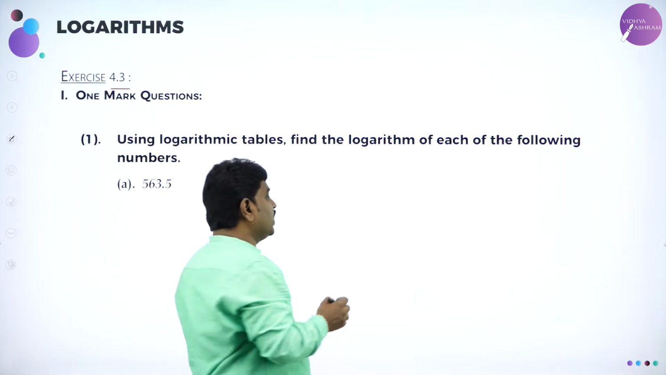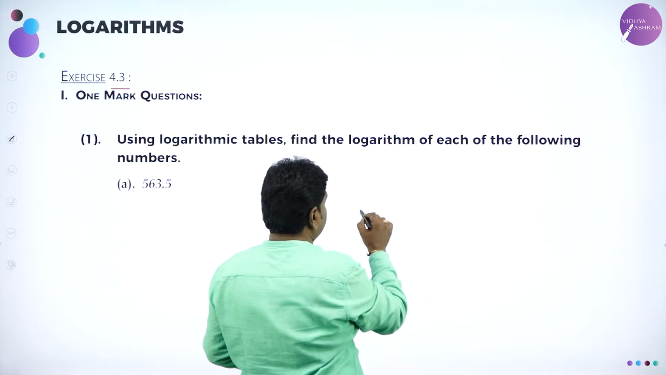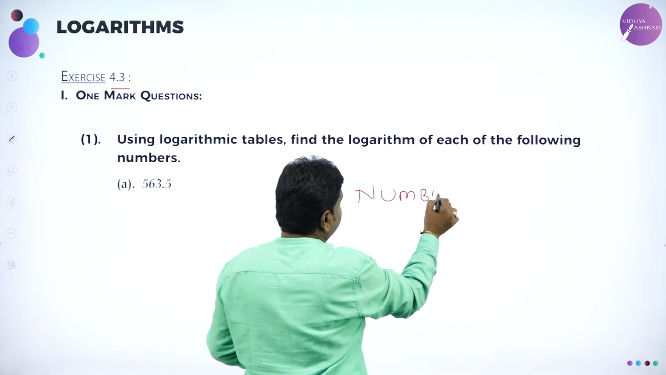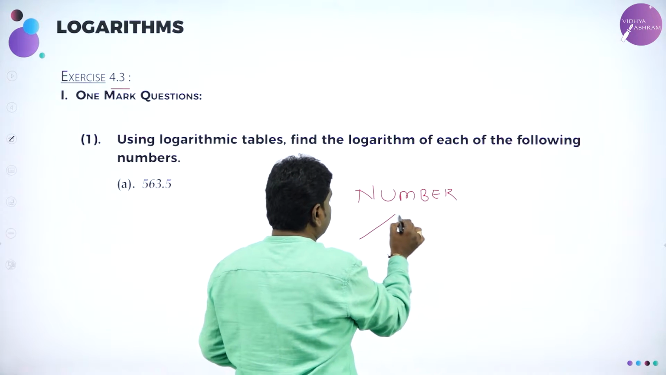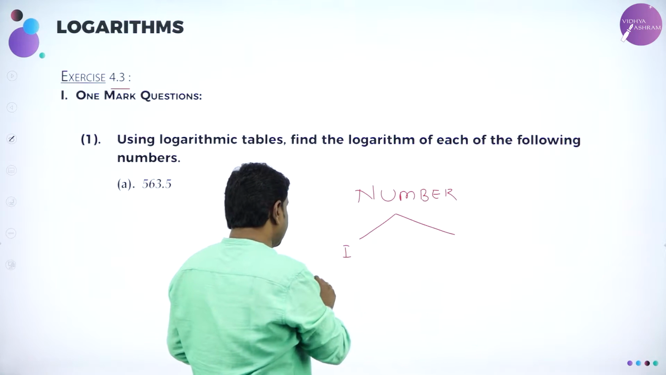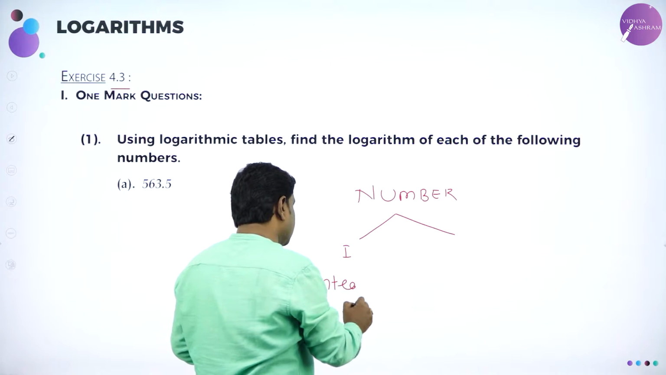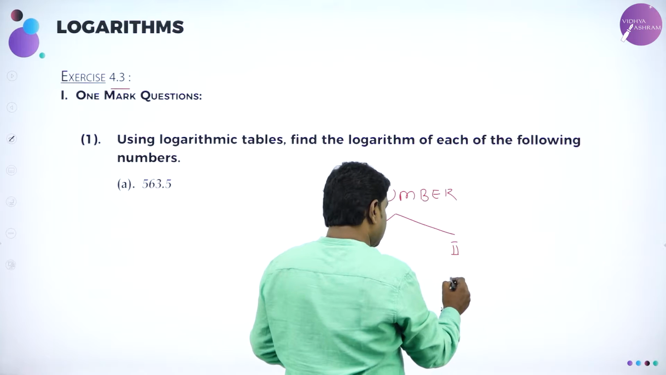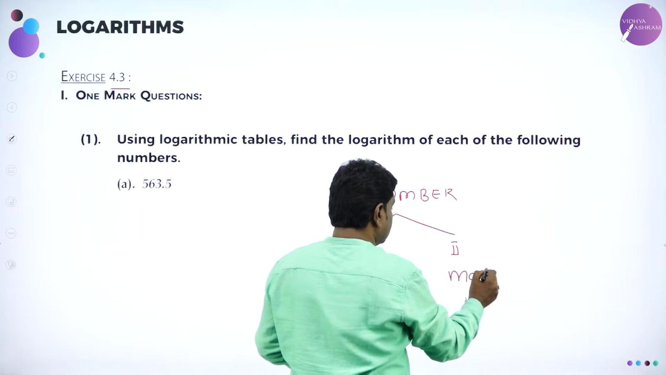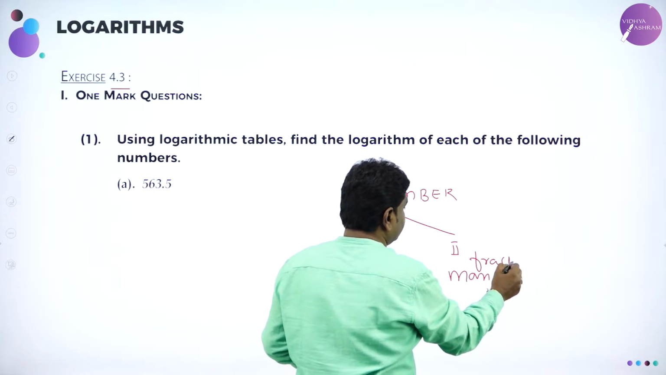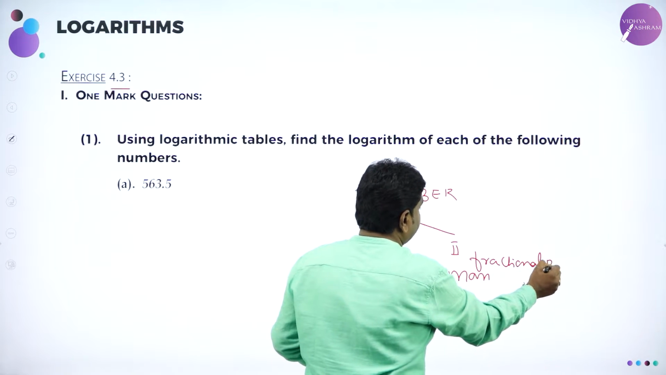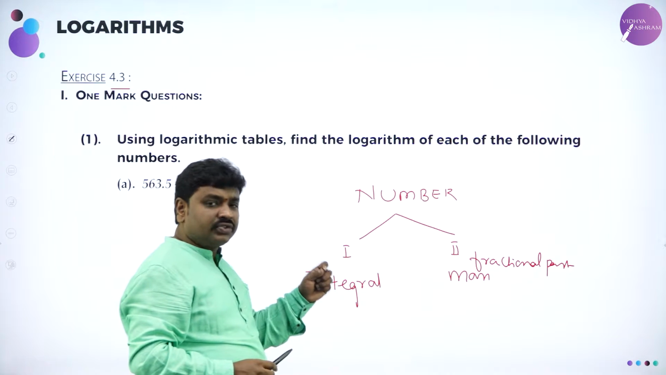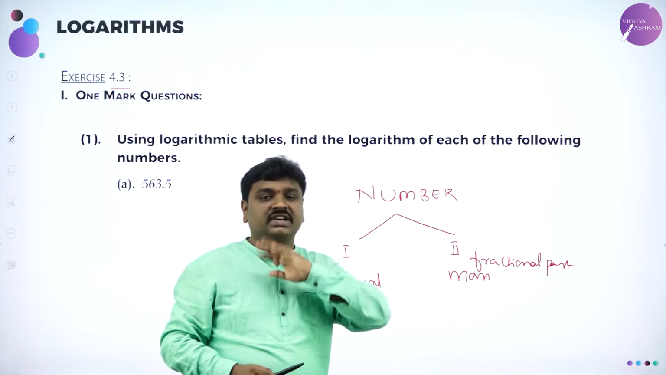Exercise 4.3. Before we do problems, let me guide you how to find log for a number. For any number, we'll have two parts. For a given number, how many parts? Two parts. Part 1 is integral part. Part 2 is mantissa, or we say fractional part. Using integral part, we can find characteristic.